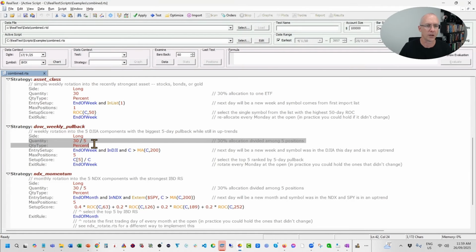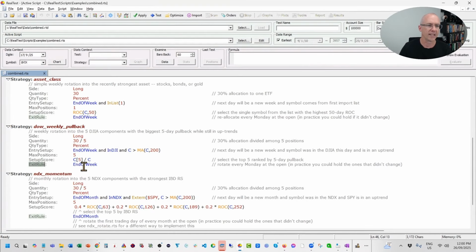The second strategy here is the Dow weekly pullback. It's a long side system. As we said before, it's a 30% allocation, but that 30% is split between 5 equal trades. The entry setup is again the end of the week, and it has to be in the DJI, so in the Dow Jones Industrial Average Index, and the stock must be above its 200-day moving average. We're going to take a maximum of 5 positions. We're going to rank these positions on the 5-day pullback. So we've got the close 5 days ago divided by the close today. So we're buying the most oversold stocks in the Dow Jones Industrial Average Index on the end of the week.